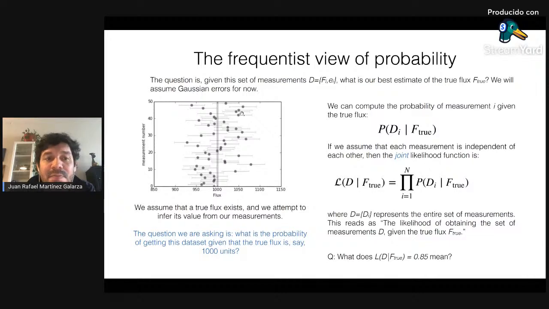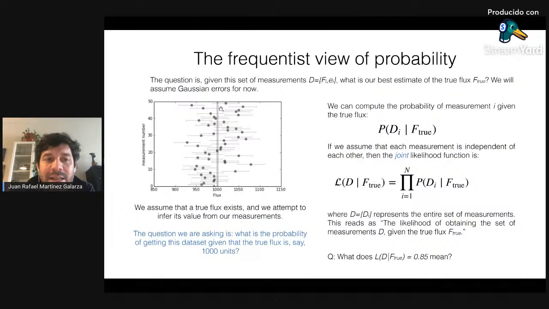And you have many measurements that you've performed of this flux, and each of those measurements has an associated error. So when you talk about probability from a frequentist point of view, what you are worrying about is calculating the probability of measurements given that there's a true flux, and you write it like this. So this is the probability of my data given the true flux. So if you have a data point, what is the probability of getting this data point if my true flux is given by this value?